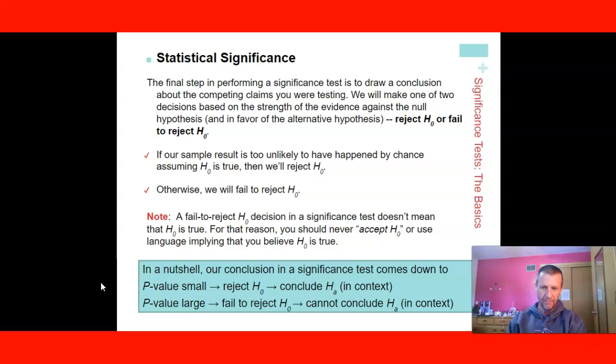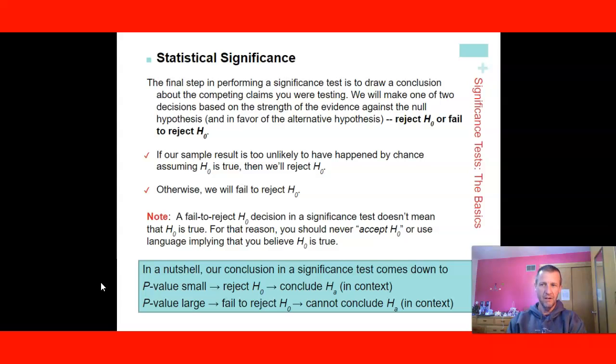In a nutshell, our conclusion will always come down to this. If the p-value is small, we reject the null hypothesis and we say, hey, I must have evidence of that alternate hypothesis. I guess it was really lower than that, or I guess it was really higher than that, whatever the alternative says. If the p-value is large, then we would fail to reject the null hypothesis and we say, you know what, I don't have enough evidence to prove that it's less than or greater than what we thought. So I guess we still have to go with that null hypothesis.